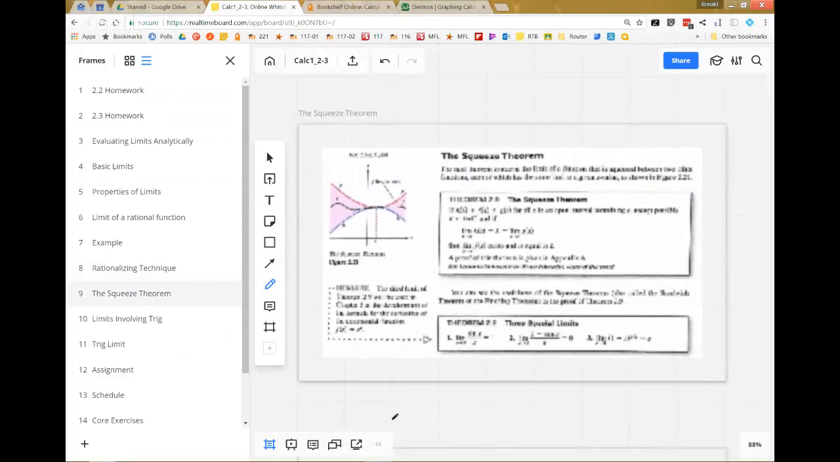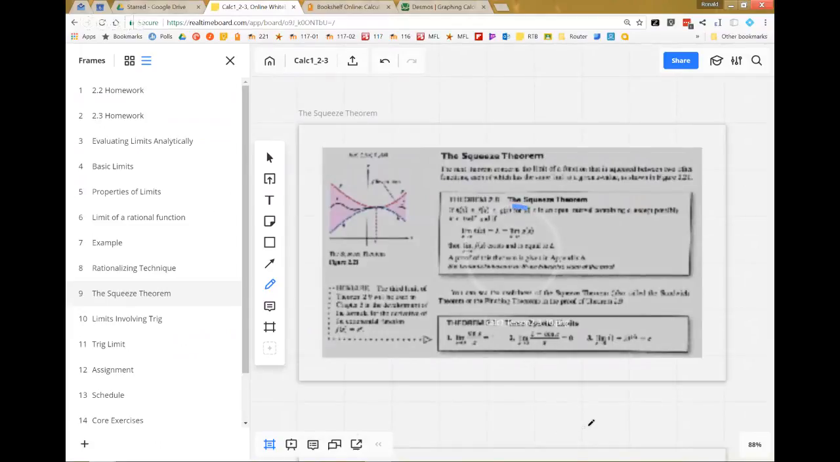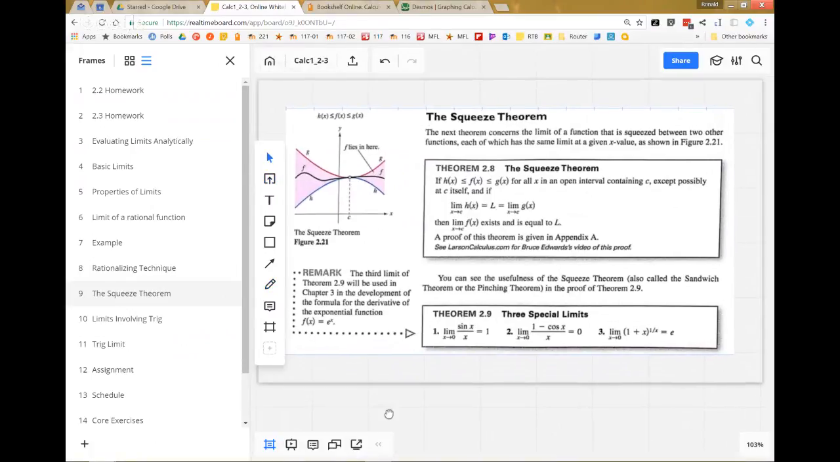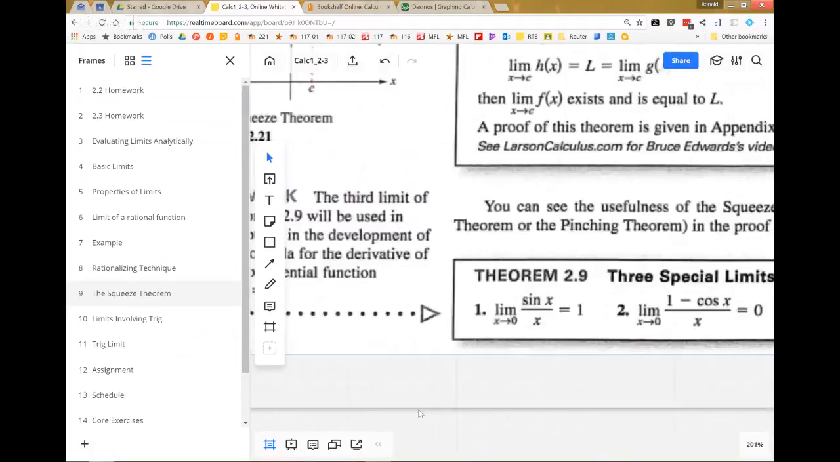Now we aren't going to need this real much. Well, yeah, we got to watch for this. This is called the squeeze theorem. And the squeeze theorem goes like this. Let's see, I'm going to look at the picture.